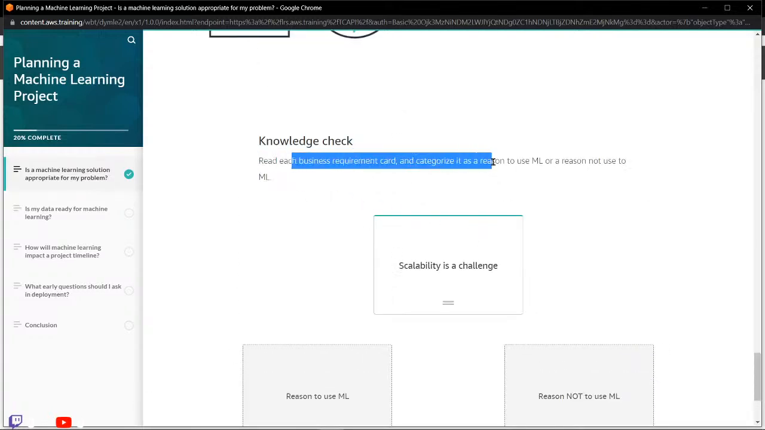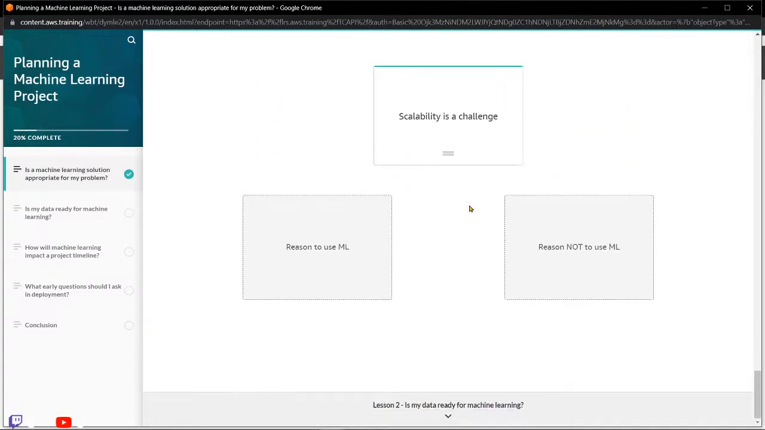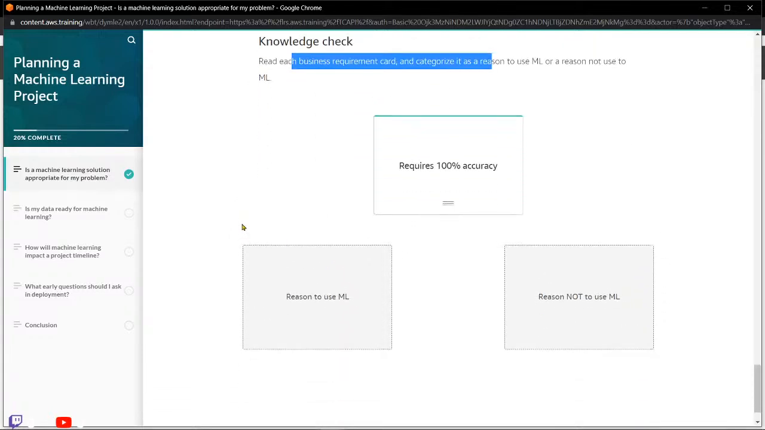So the duties, business requirement, current category, reason to use or reason not to use. Because of the factor of scalability, it is a reason to choose. Requiring 100% accuracy is a reason not to use, because it cannot always predict the order. Does not require adapting to new data.